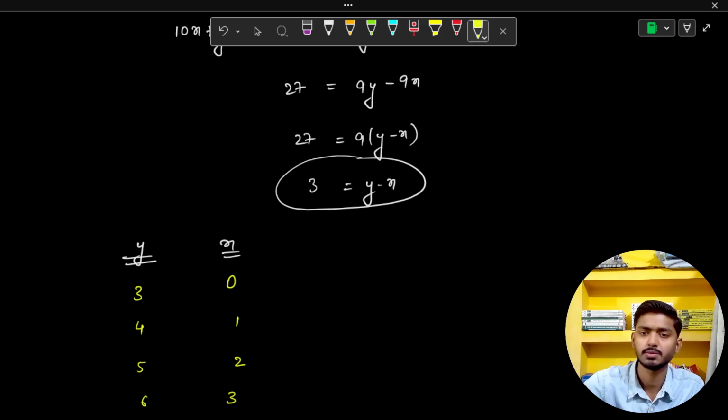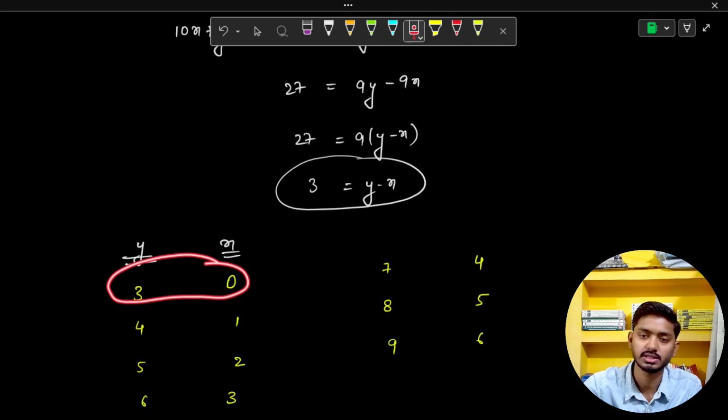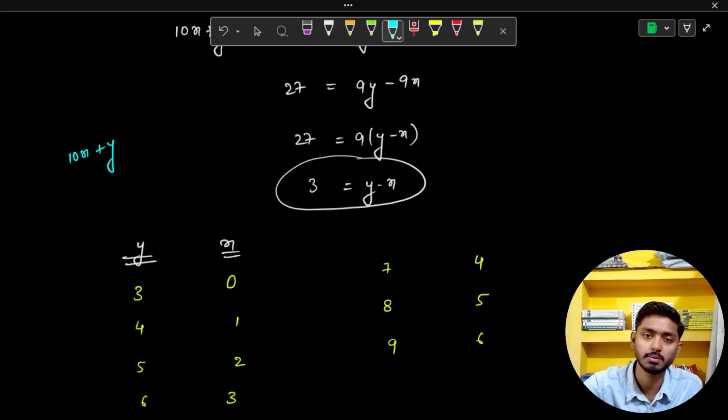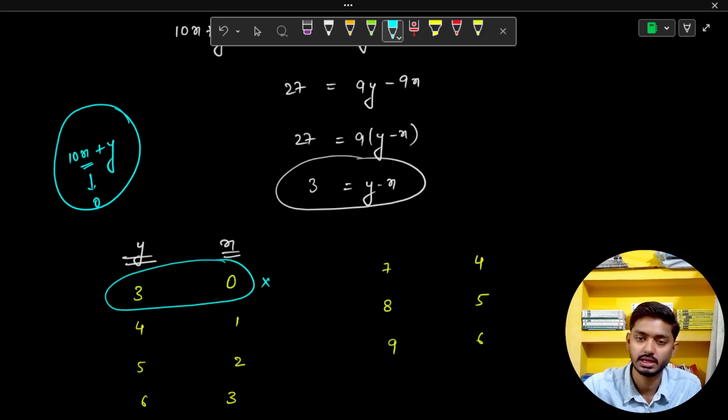Similarly, it would be 7, 4 over here, 8, 5, 9, 6. These are the possible values of x and y. Now, if you observe, we cannot take 3 and 0. Why? Because our assumed number was 10x plus y. If we assume y to be 0, the entire two-digit number would become one digit. So we'll exclude this section.